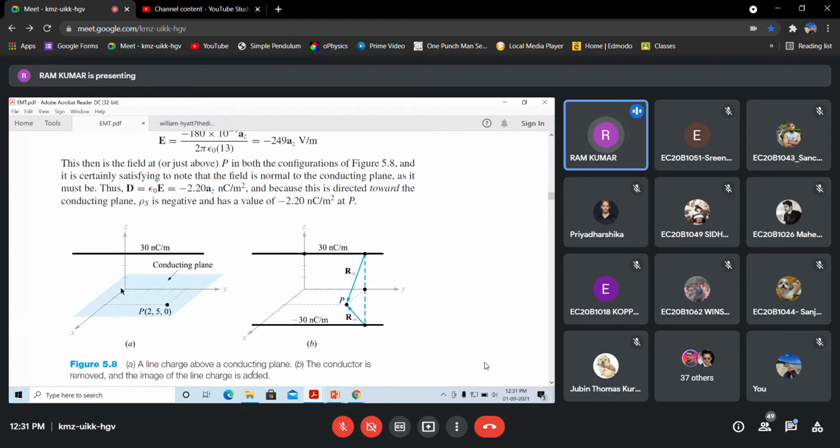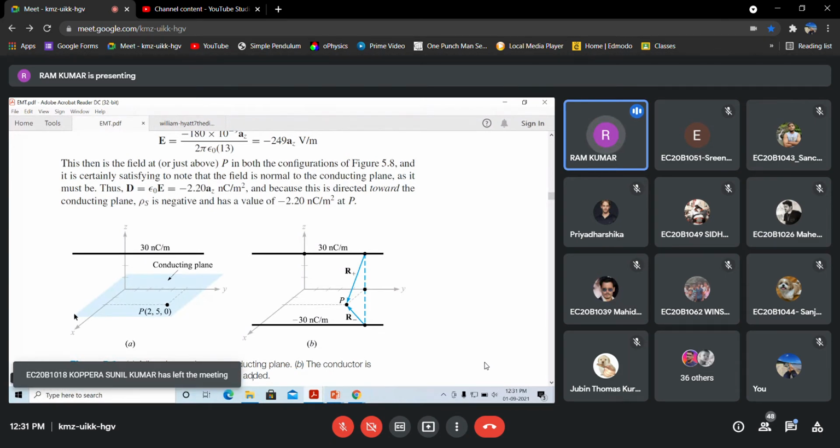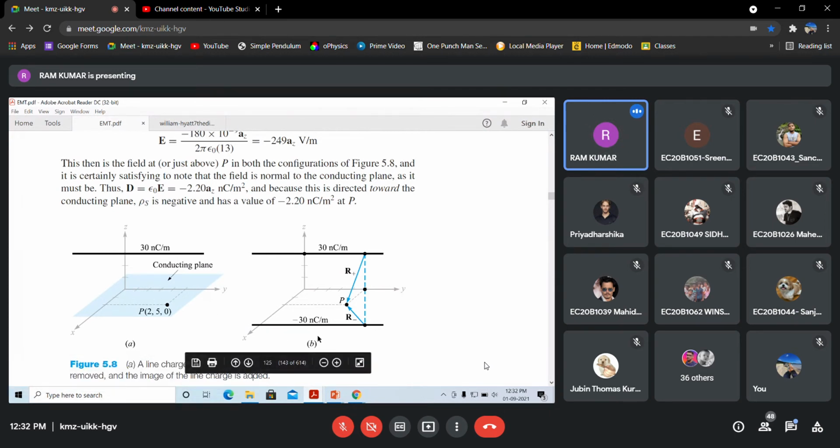Now, apply the method of image technique. What does the method of image say? We can remove this conducting plane and introduce the image of this line charge, that is, exactly equal magnitude, 13 nanocoulomb per meter, but opposite sign, symmetrically. So we replace this configuration with configuration B. We removed this conducting plane and introduced the same line charge, minus 13 nanocoulomb per meter, exactly the same magnitude, opposite sign, symmetrically. Now we can easily calculate the surface charge density.